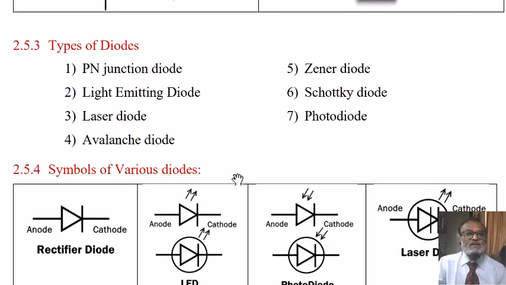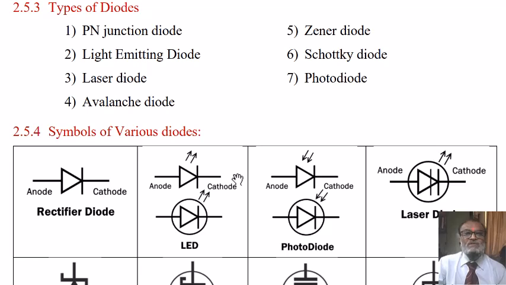Let us just see various types of diodes that are used in practice. A simple PN junction diode, normally called rectifier diode, which is used for rectification purpose. Second type of diode is a light emitting diode called LED.